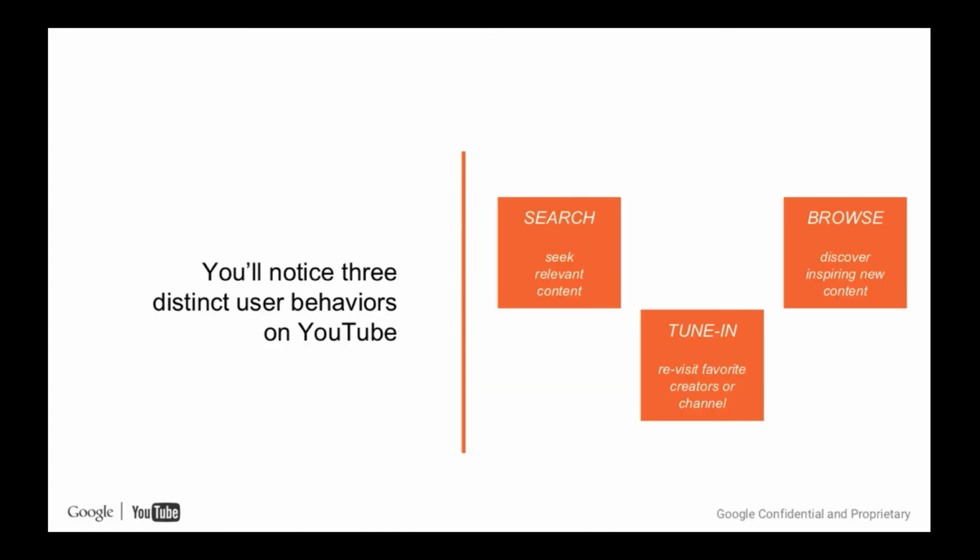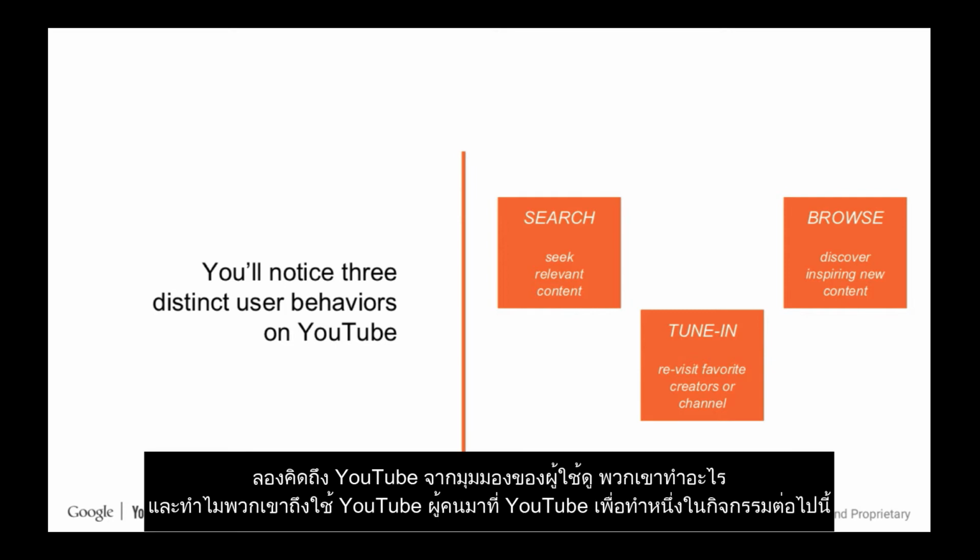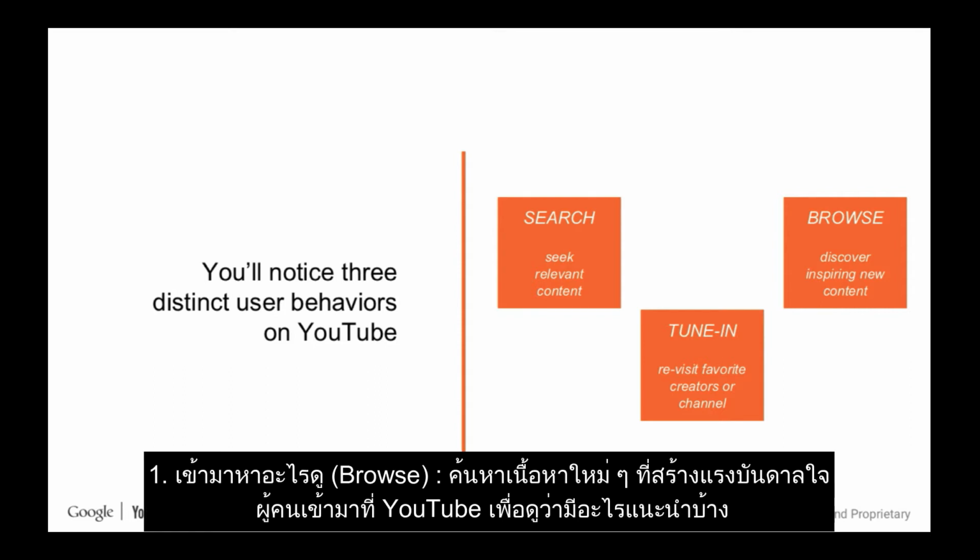All right. So what I want you to do is think about YouTube from the user's perspective. What is it that the user does, and why do they go to YouTube? People come to YouTube for the following main activities. First, they want to browse. They want to discover inspiring new content. They come to watch what is recommended.